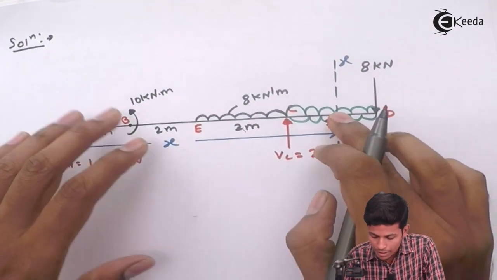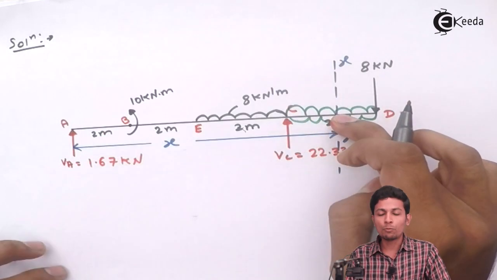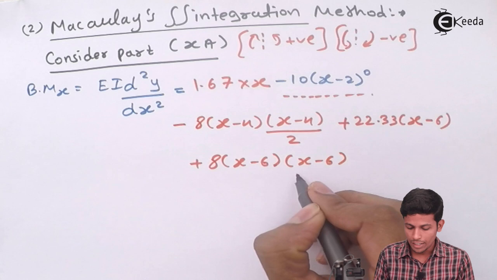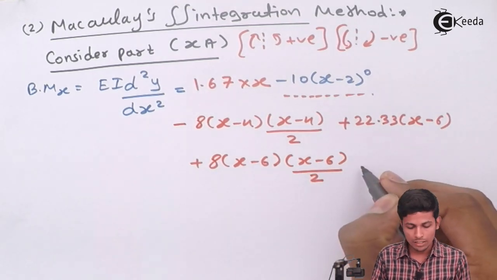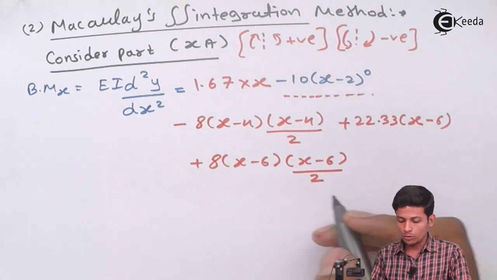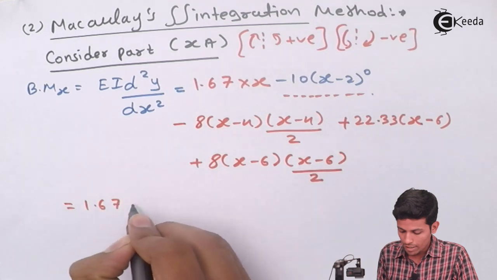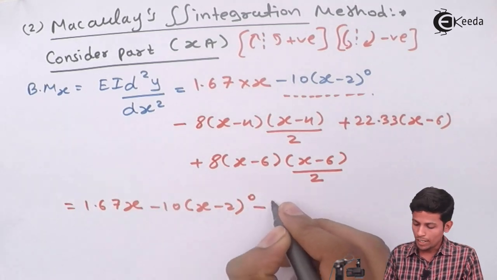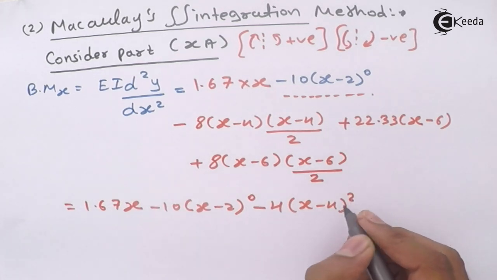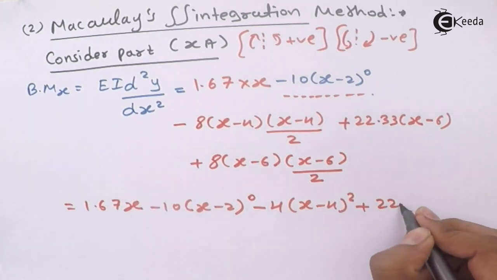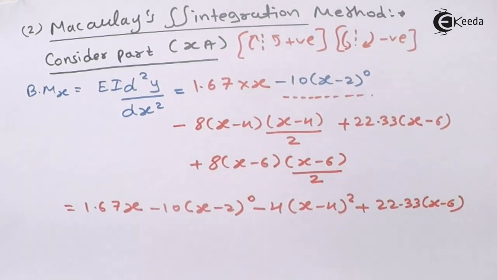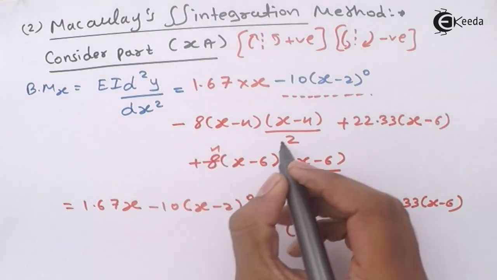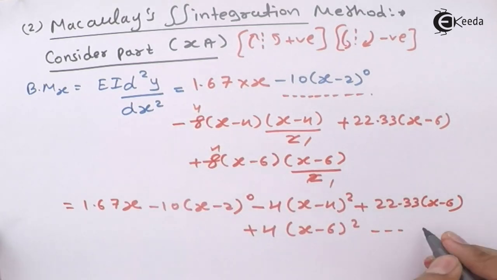After that, this UDL is also in the picture. This green one is going upward, so positive: plus 8 into (x minus 6) into (x minus 6) divided by 2. This is nothing but equation number 1, or you can resolve it one time also. Write it over here: 1.67x minus 10(x minus 2) raised to 0 minus 4(x minus 4) the whole square plus 22.33(x minus 6) plus 4(x minus 6) the whole square. This is equation number 1.